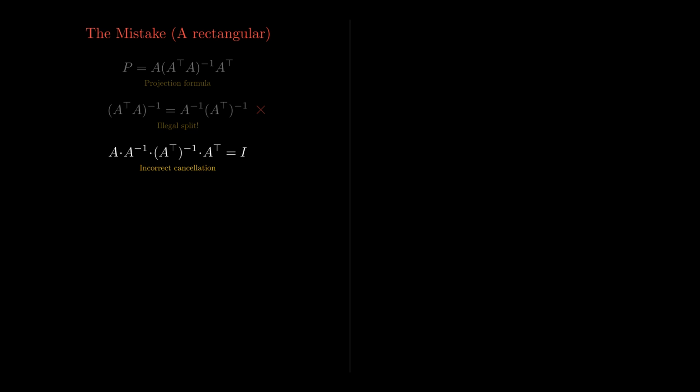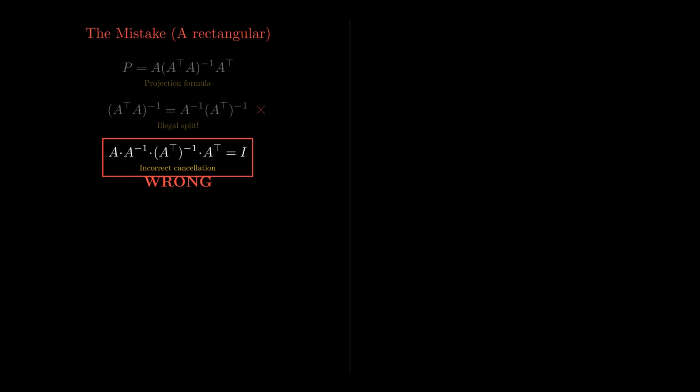Now let's address the most common mistake students make. A student sees that P equals A times (A transpose A) inverse times A transpose, and tries to split the inverse. They write (A transpose A) inverse as A inverse times (A transpose) inverse. Then on the left, A times A inverse cancels to give the identity. On the right, (A transpose) inverse times A transpose also cancels to give the identity. So P equals the identity. That reasoning is wrong. Here's why.